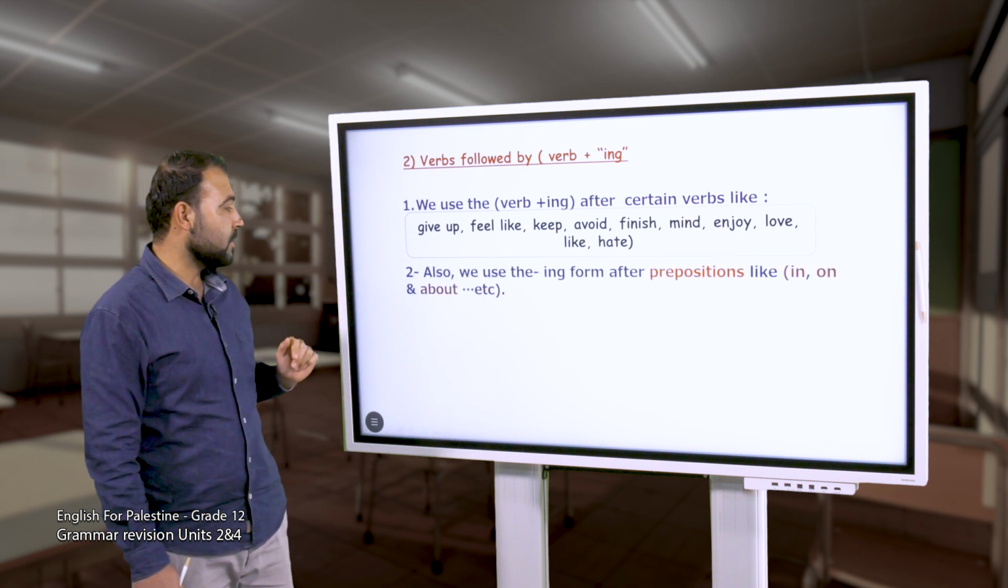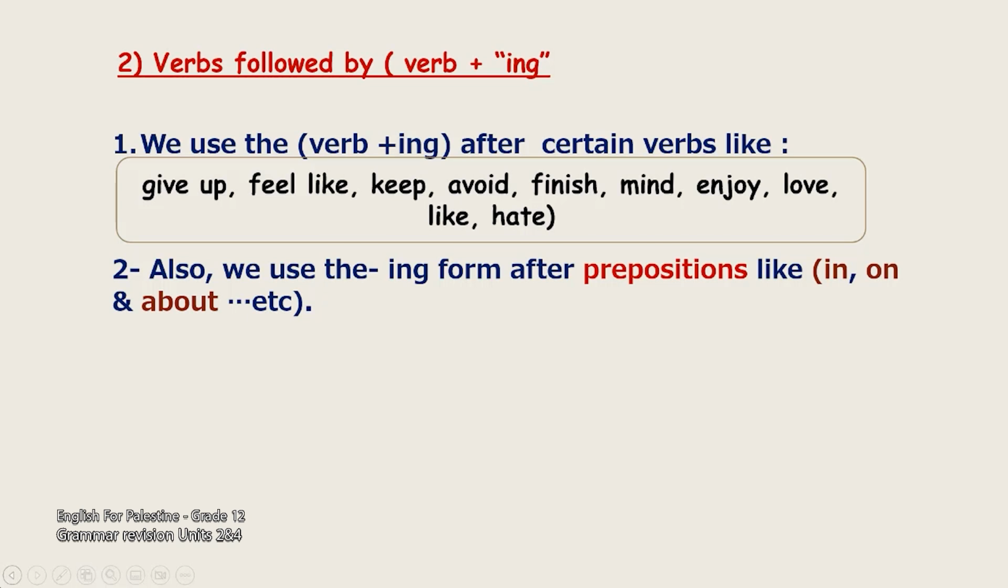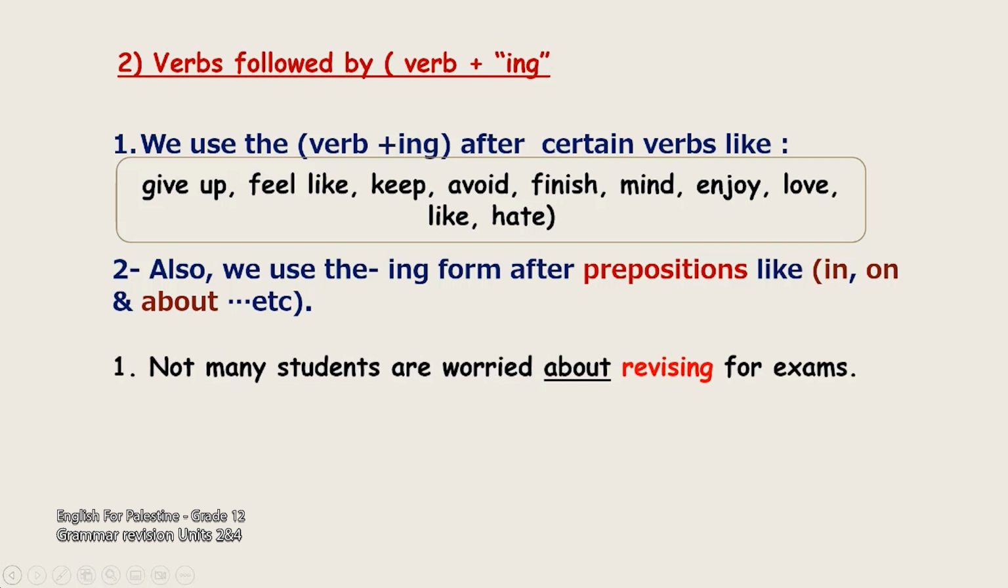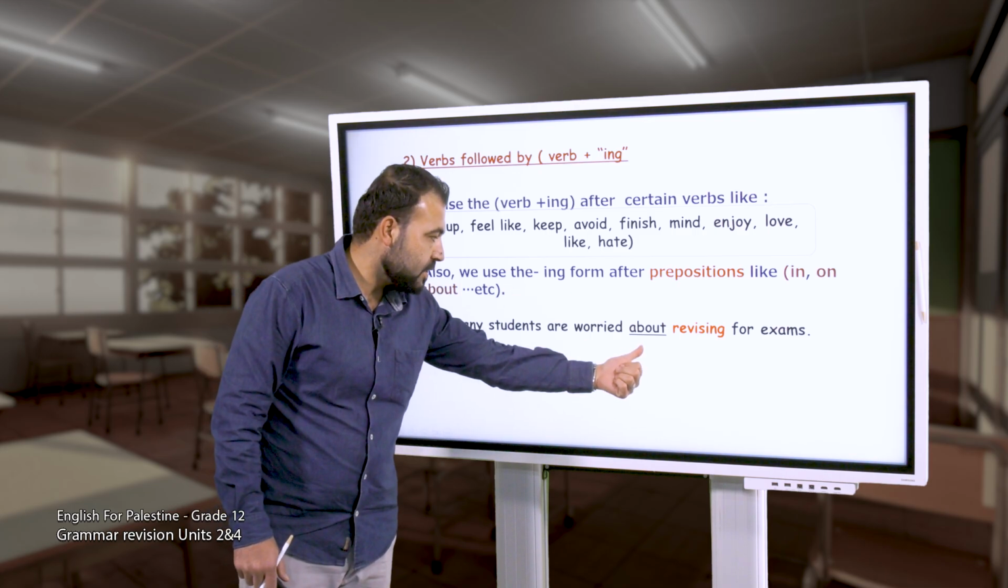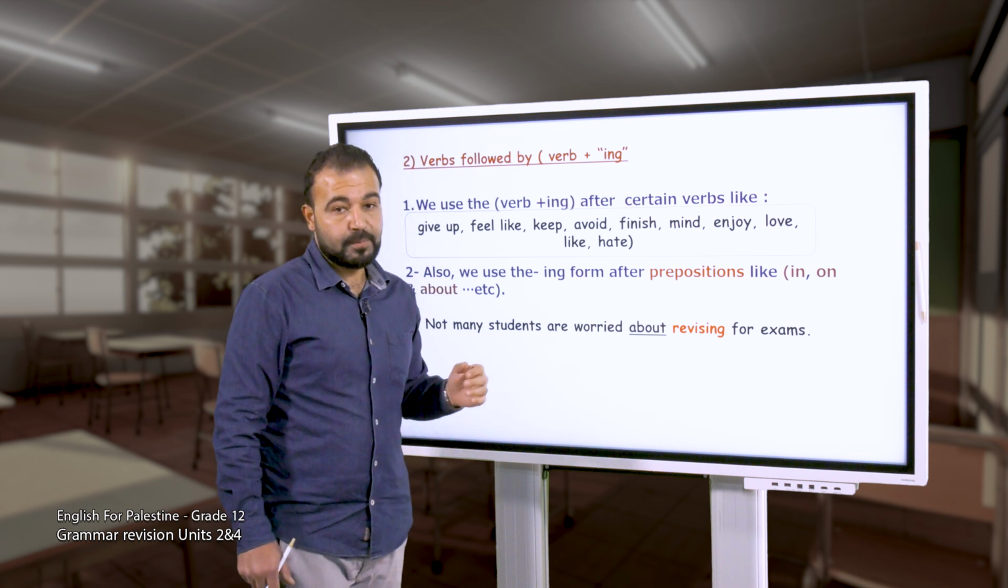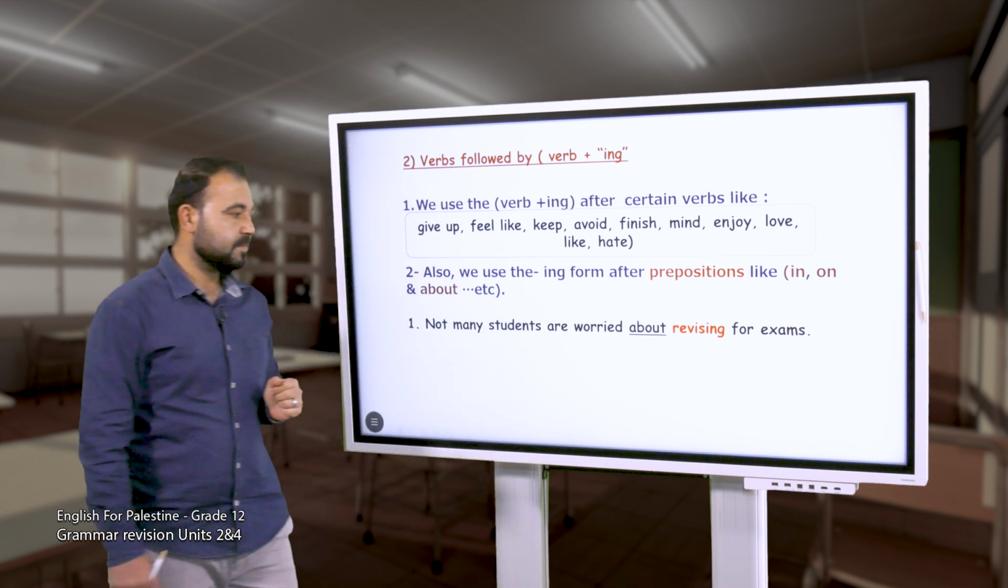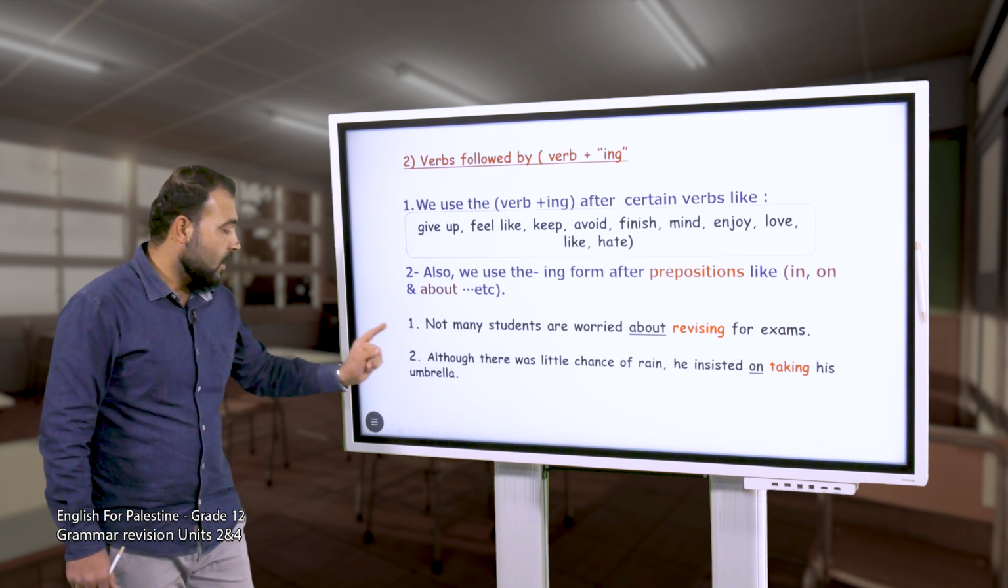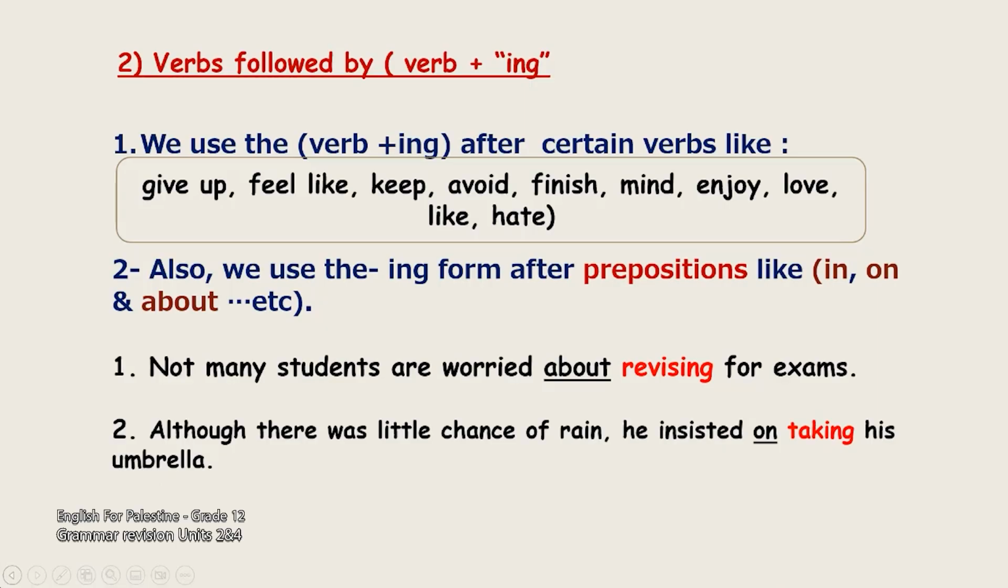Let's see here, number 2. Also, we use the ing form after prepositions like in, on, about, etc. Let's see this example. Not many students are worried about revising for exams. We have here a preposition, and the form after the preposition is the ing form. Number 2, although there was little chance of rain, he insisted on taking his umbrella.